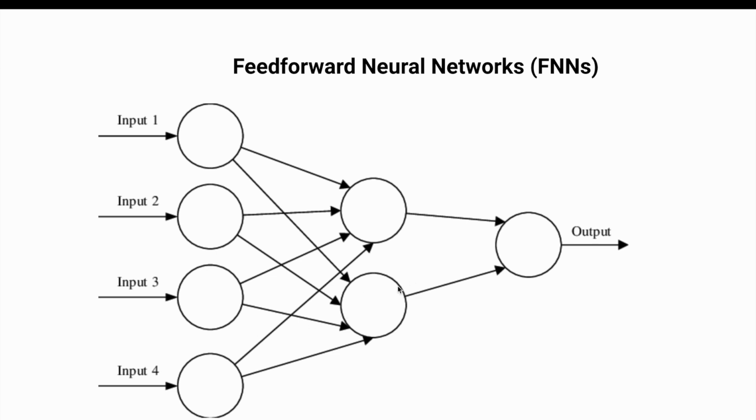They all feed forward to this, and then this feeds forward to this and feeds forward to that. Then we have our output. That's the feed-forward neural network. I just wanted to show you a basic representation that I found on Google.